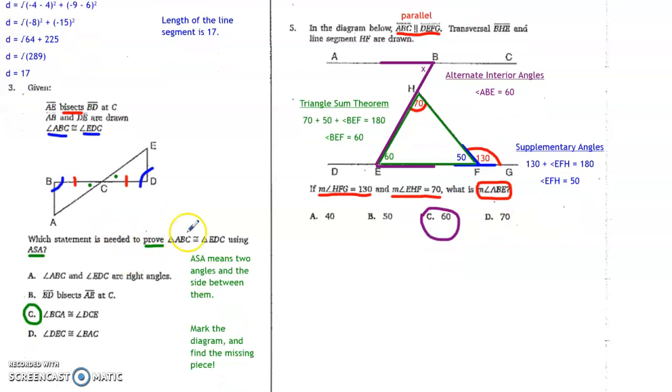It's asking us to prove that these two triangles are congruent using ASA. Angle side angle is what that stands for, and that means I need another angle because I already have an angle and a side. I need the angle that's here because it's two angles, ASA, and the side between them.